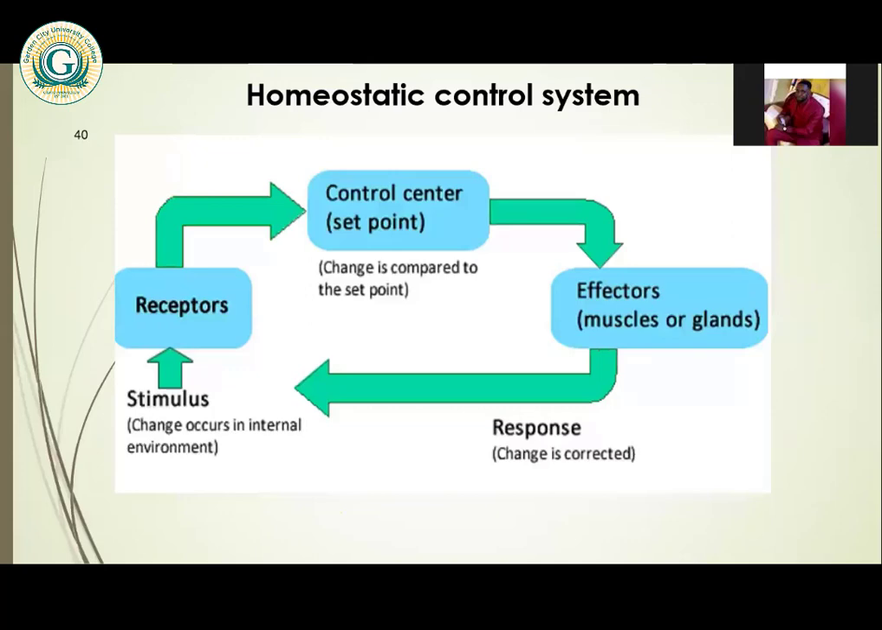Then the effectors are muscles and glands that perform a particular activity to correct what has happened. Then the receptors or the sensors are what senses the change. Whenever there's a change, first of all, the receptors will sense it and then send information to the control center through the sensory division. This is more of nervous system; we'll talk about it as you move on. The control center integrates the information and sends a response to the effectors. Effectors would act and then correct what has happened.